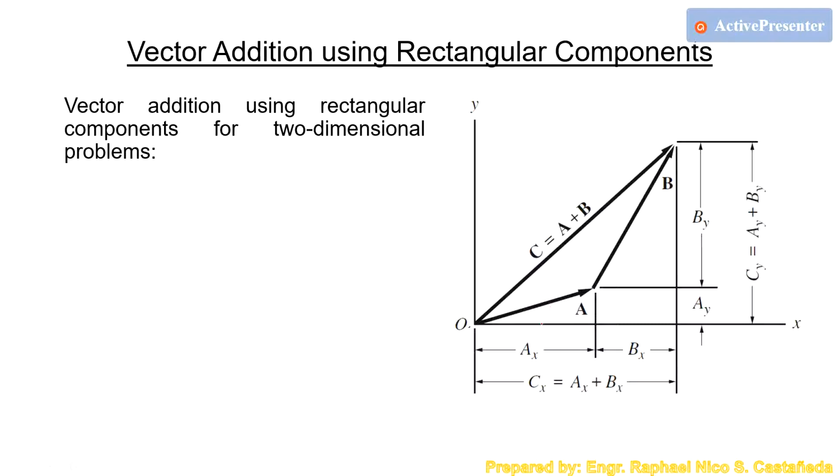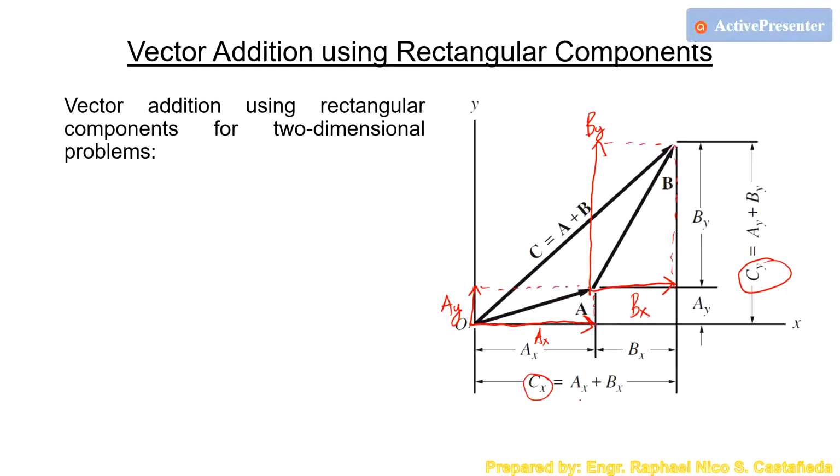As you can see graphically, if we break down vectors A and B into components along the x and y axis, this is AX, and this one here is AY, which is forming a rectangle. This one right here is BY, and this one right here is BX, which is also forming a rectangle. As you can see, the resultant force or the vector sum of vectors A and B, which is vector C, has components CY and CX, which are also the vector sum of the components of vectors A and B respectively.